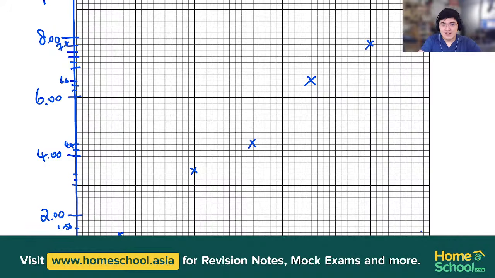Now you have your 5 plots on the graph, and if your plots are correct to the nearest half small square, they give you that 1 mark.